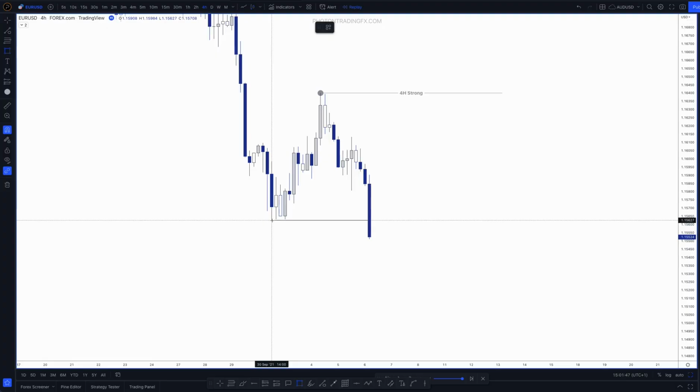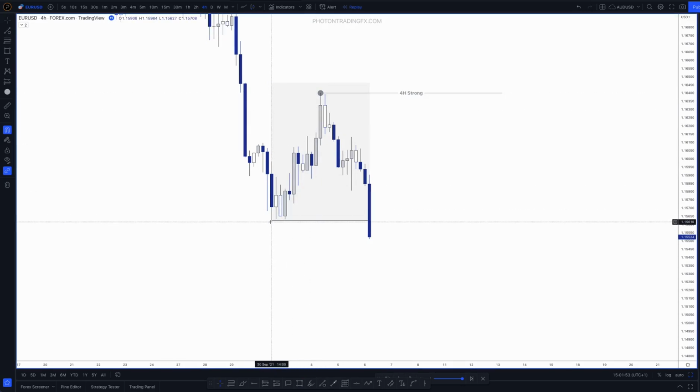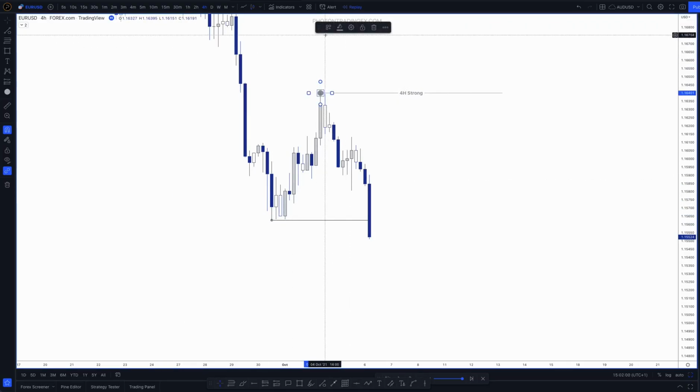From the highest point, from where the low was printed to where it was broken, drag your box to the upside, right? And then that becomes your high. It's the highest point that went on to break this swing low, right? Again, we can put our circle here. Okay, cool.